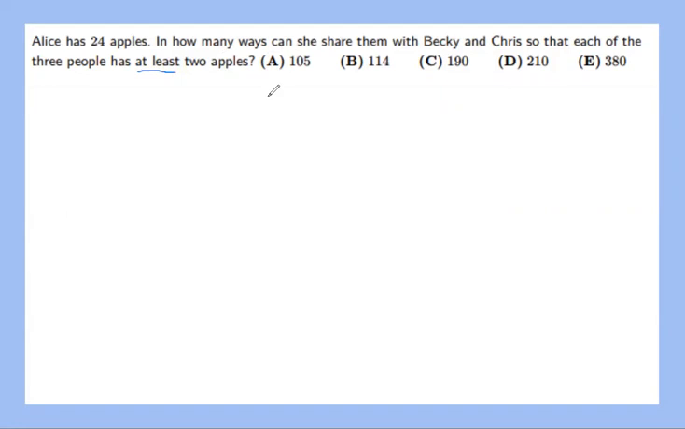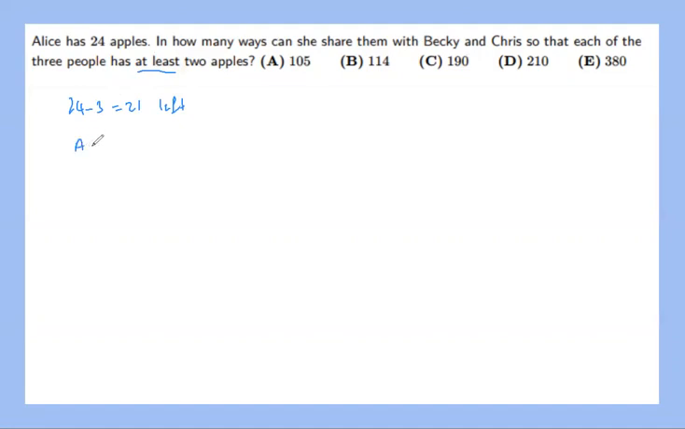Okay, so I'll try this two ways. The first one is a bit tedious, but it's good to know as well. We want at least two apples for each person, right? So if you give one apple to each person, each person will have one already, and you've got 24 minus 3, which is 21 left. As soon as you share one of them, you have 21 left.